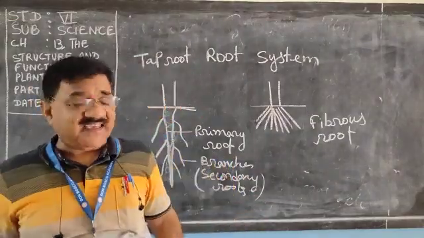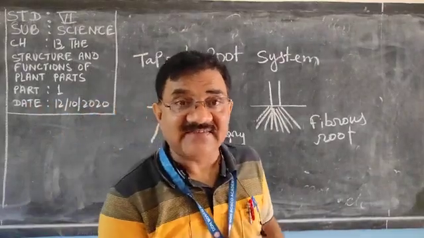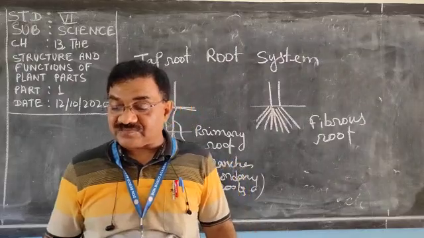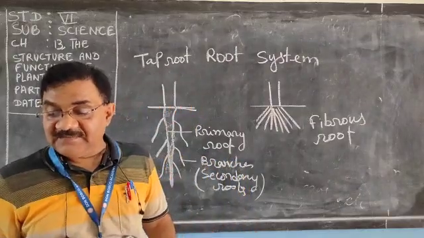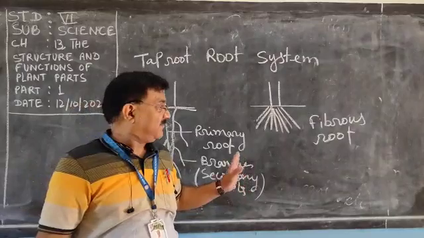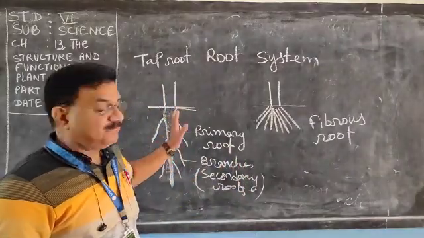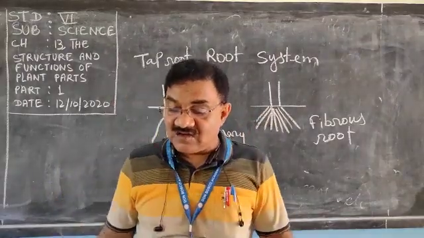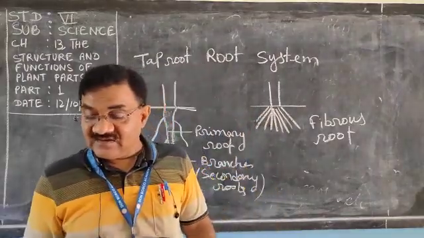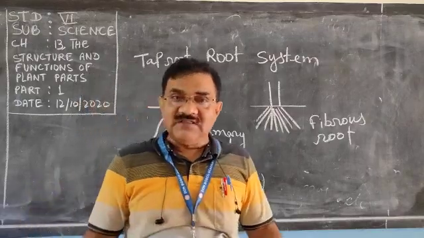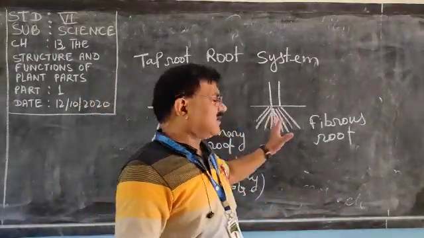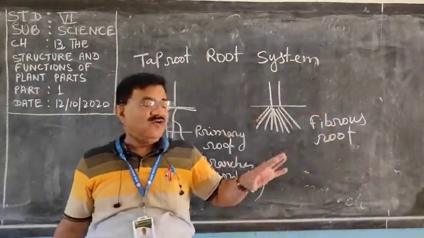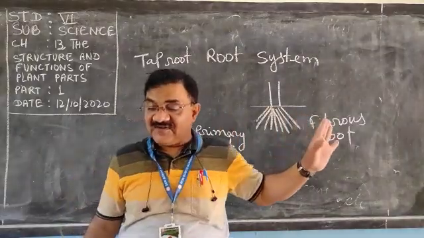Let us discuss examples of taproot and fibrous root. Examples of taproot: bean, pea, balsam, petunia, mustard. In fibrous root: wheat, rice, onion, all the grasses have fibrous root. So this part is clear: what is root system, what is taproot and what is fibrous root.